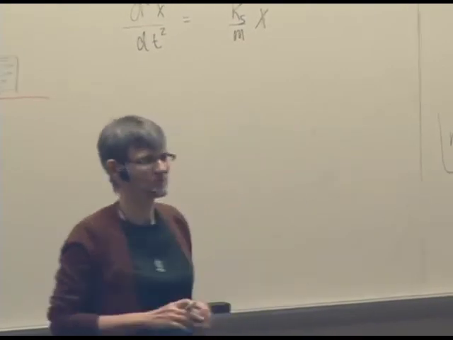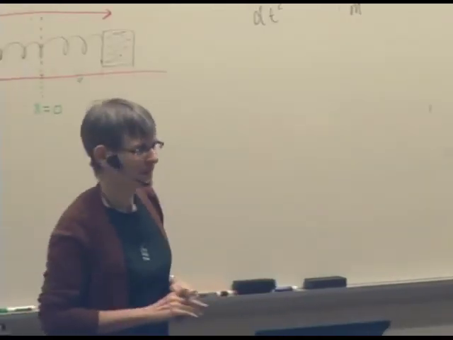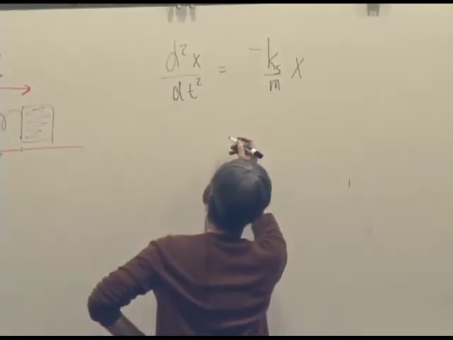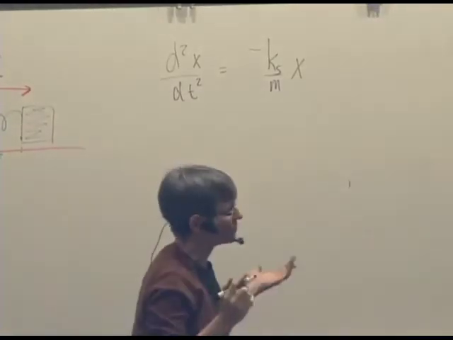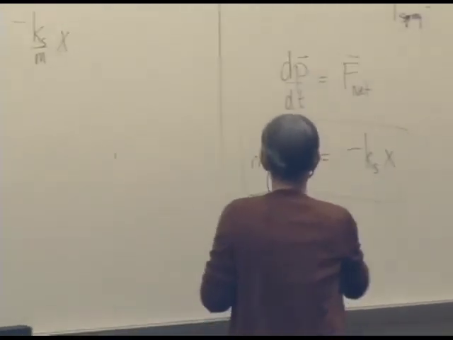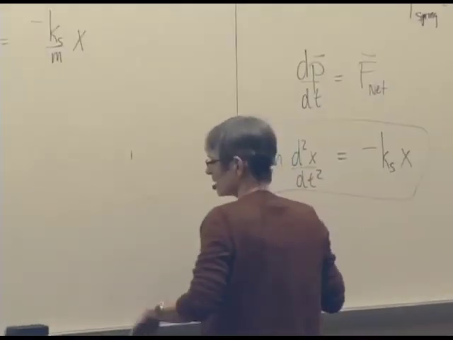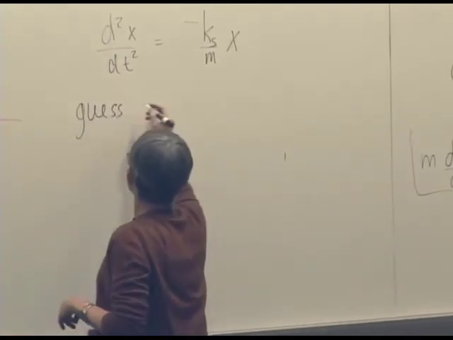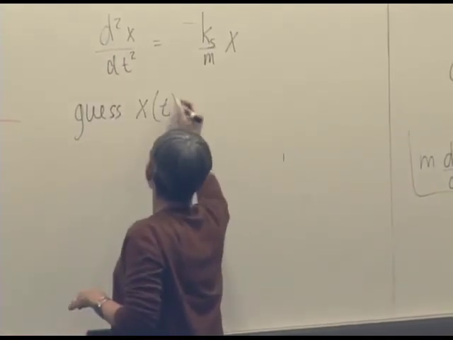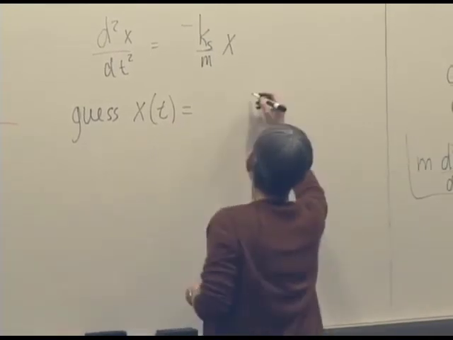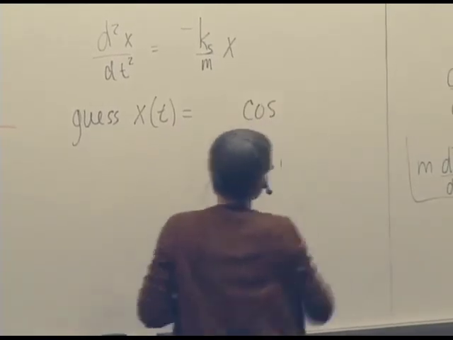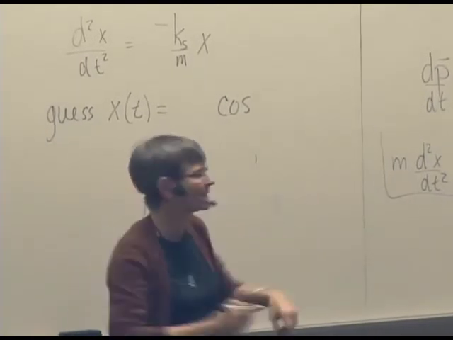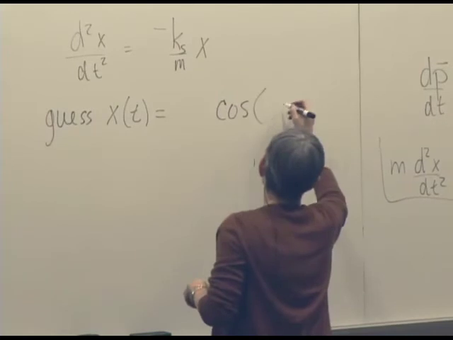Trig functions, sine or cosine. Yep. So in this particular case, let's guess. One thing you do is you guess. We're going to guess the following: we guess that x as a function of t is the cosine of something whose argument varies with time. So there's got to be a t in the argument of this cosine function.